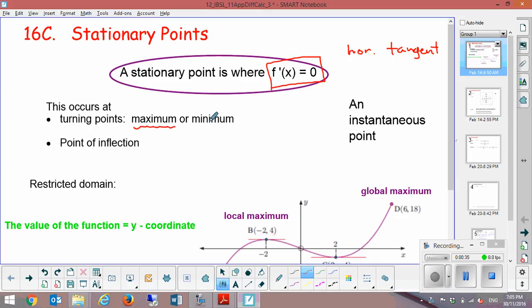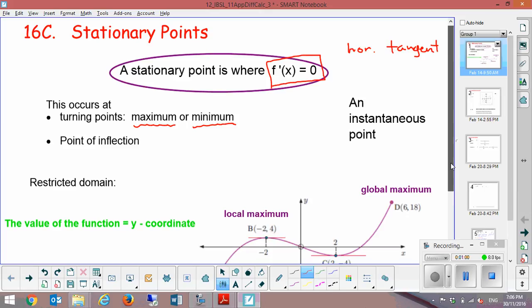So basically the point has gone up to a certain maximum, and it's in some ways temporarily stopped, turned around and started coming down, or at a minimum it's gone down, temporarily stopped and then started going up again. It's an instantaneous change in direction. We're also going to find they occur at a point of inflection, and we'll go into that shortly.